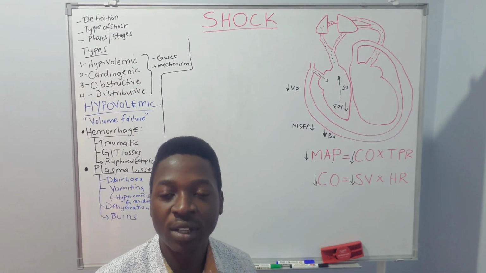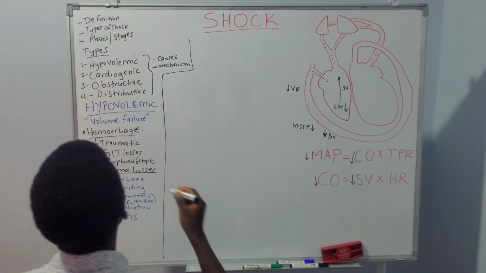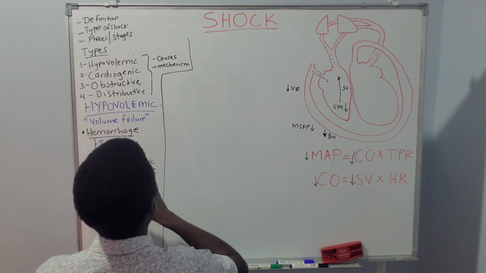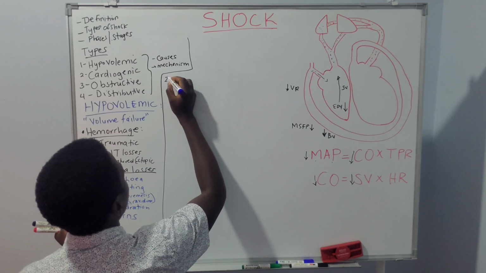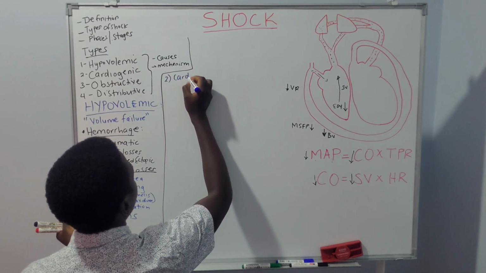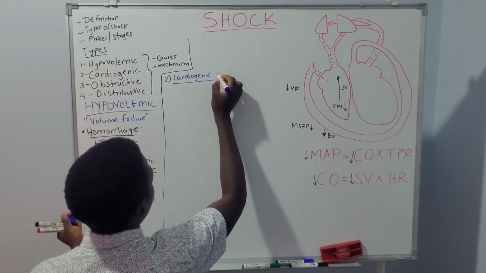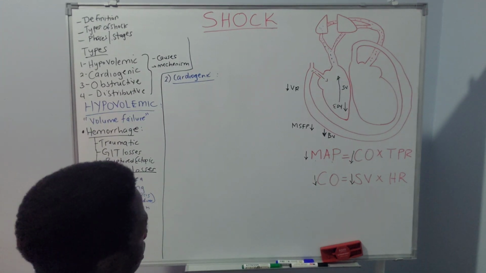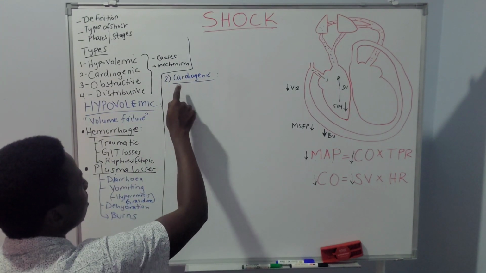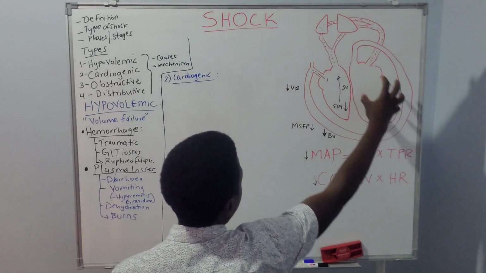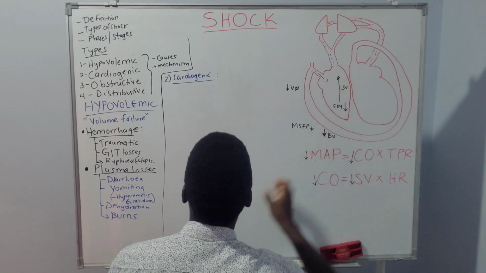So the second type of shock we're going to look at is cardiogenic shock. In cardiogenic shock, what is the problem? Cardiogenic, cardio means the heart, so it's coming from the heart. Which means the problem is actually within the heart.